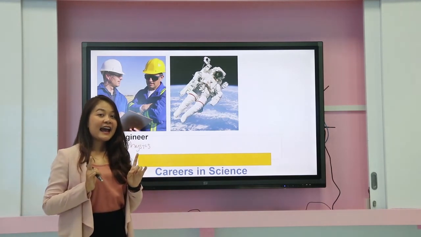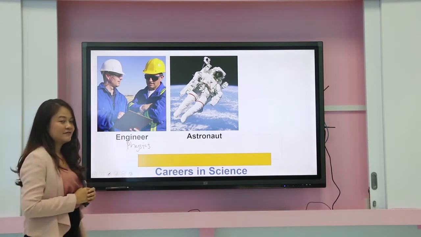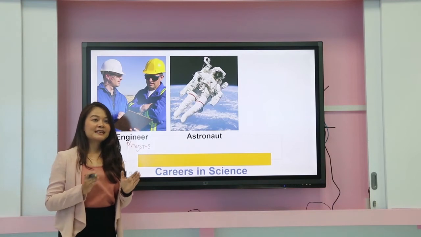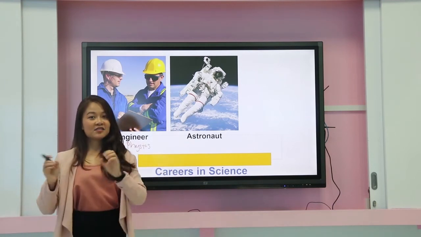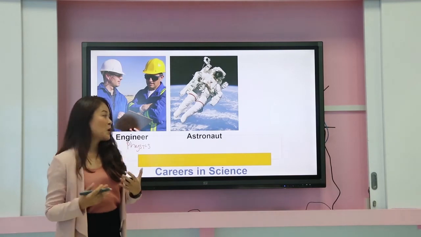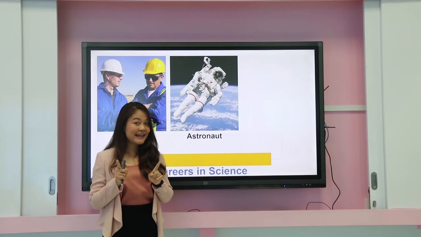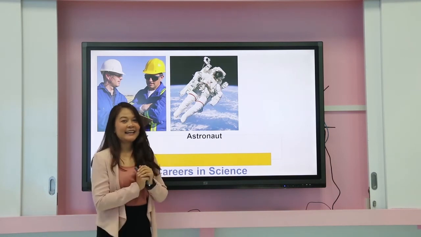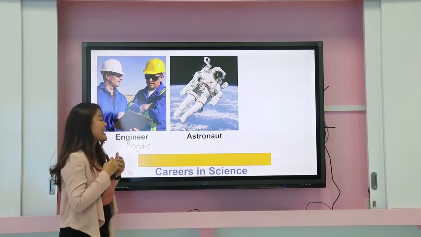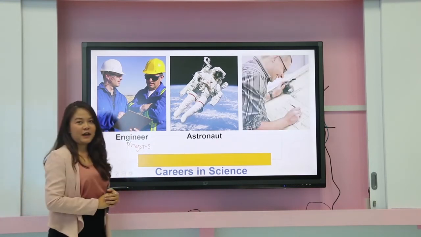Alright, and then next, what is that? It's an astronaut. Yeah, exactly, it's an astronaut. Who is an astronaut? It's a person who studies about planets and stars and discovers other planets. We call astronaut. And you have to study which field of science? Exactly, astronomy. You have to study astronomy to be an astronaut.